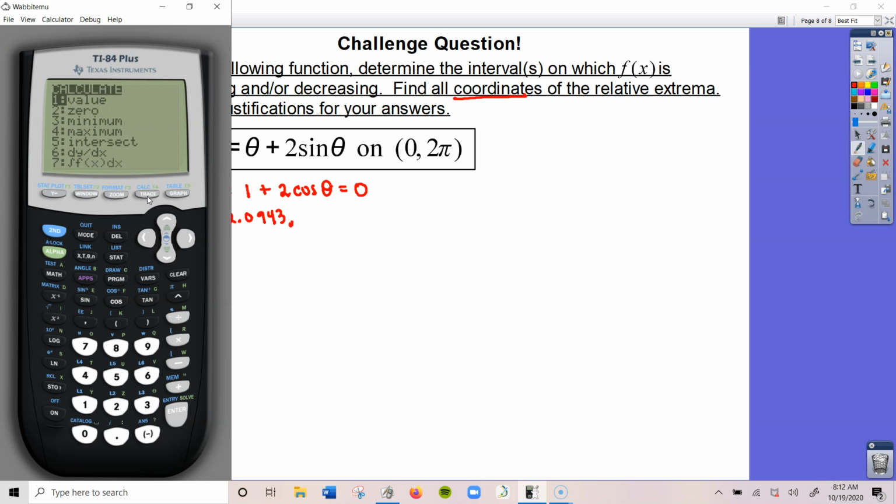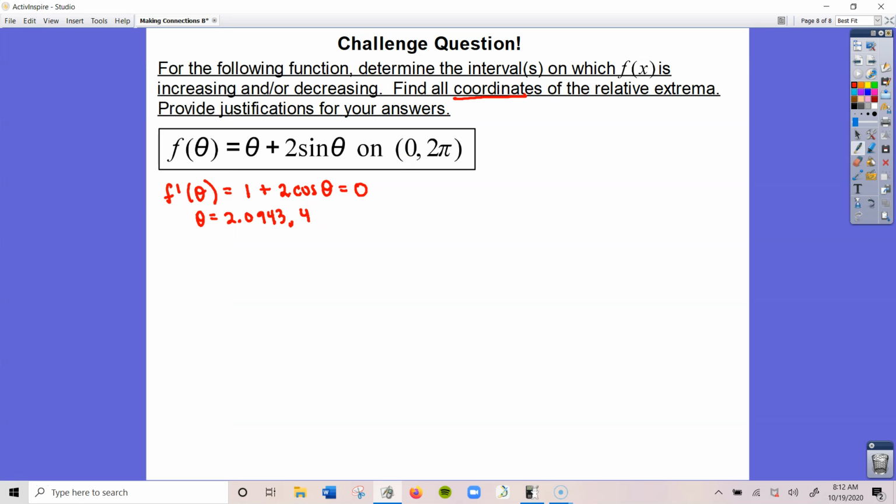So second calc, go to 0, and now we're going to go to the left side of the other intercept, and the right side, yes, sure, and we get 4.1887. So that's my other critical number, 4.1887.